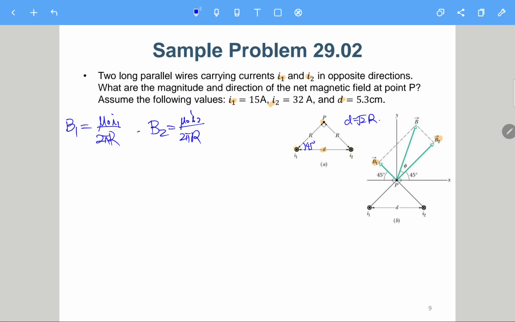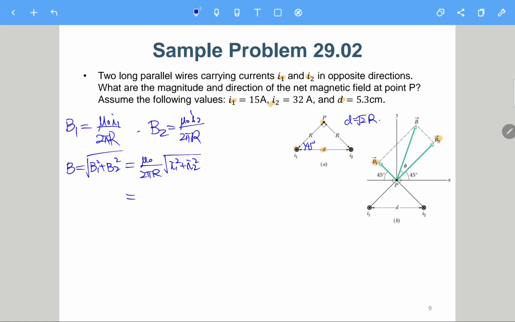Finally, we need to determine the total B. We can imagine that B1 and B2 are perpendicular to each other, so we can use the Pythagorean theorem to calculate B, which is the square root of B1 squared plus B2 squared. So it turns out to be mu 0 over 2 pi R, times the square root of I1 squared plus I2 squared.